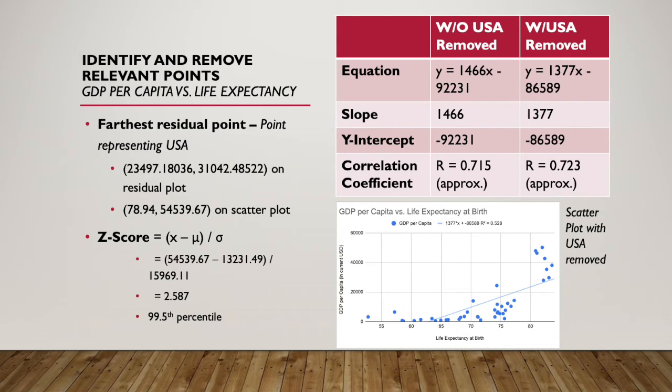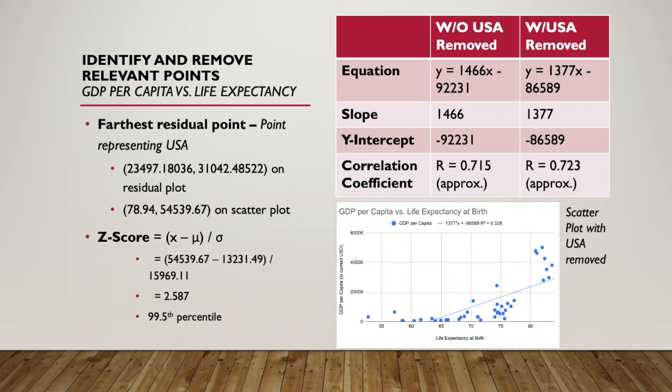When the point is removed from the linear model representing GDP per capita versus life expectancy at birth, the model changes from y equals 1466x minus 92,231 with r equals 0.715 to y equals 1377x minus 86,589 with r equals 0.723 approximately. This implies that the USA's GDP per capita in current US dollars is much greater than that of other countries.